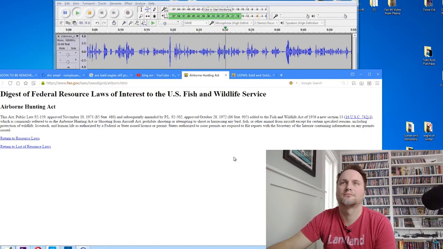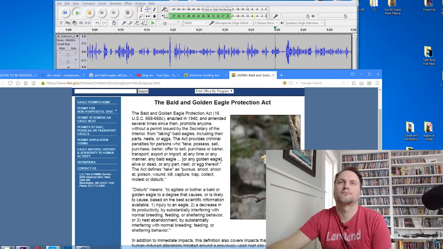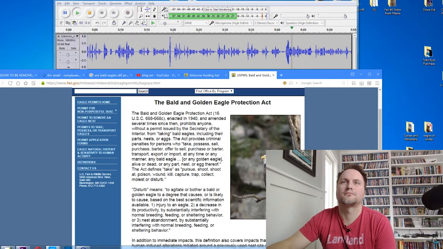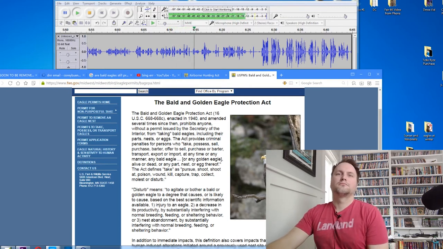The second one is the Bald and Golden Eagle Protection Act. That one is 16 U.S. Code 668. It reads, prohibited acts, whoever within the United States or any place subject to the jurisdiction thereof, without being permitted to do so as provided in the subchapter, shall knowingly or with wanton disregard for the consequences of his action take, possess, sell, purchase, barter, offer to sell, purchase. It goes on a little bit further, and then any bald eagle commonly known as the American eagle. Then a little later, they define take as including also pursue, shoot at, poison, kill, wound, capture, trap, collect, molest, or disturb.